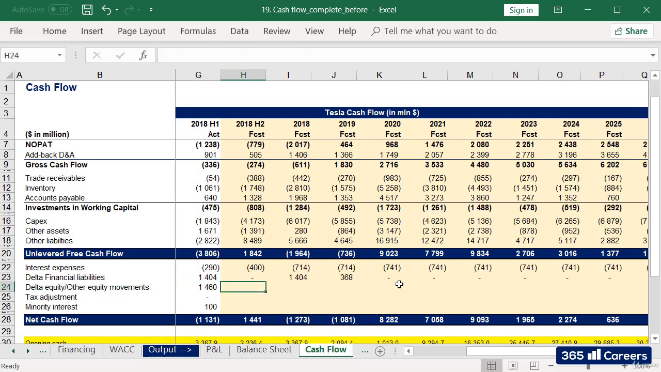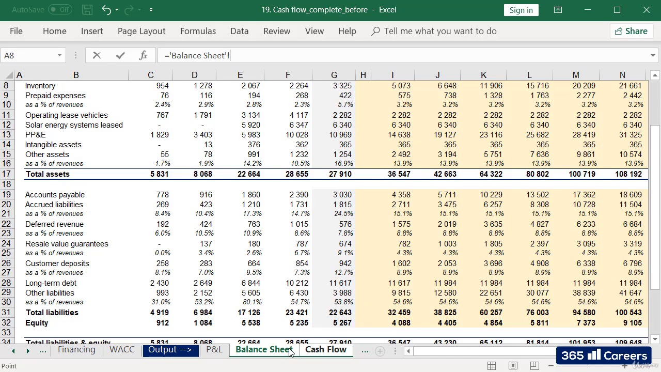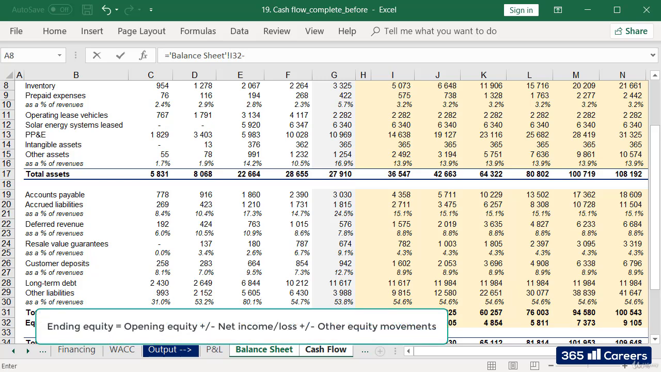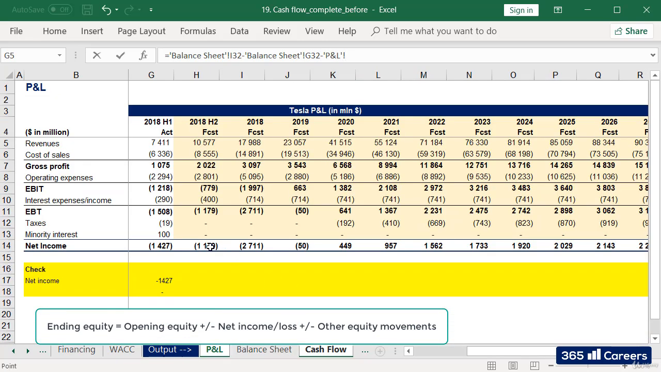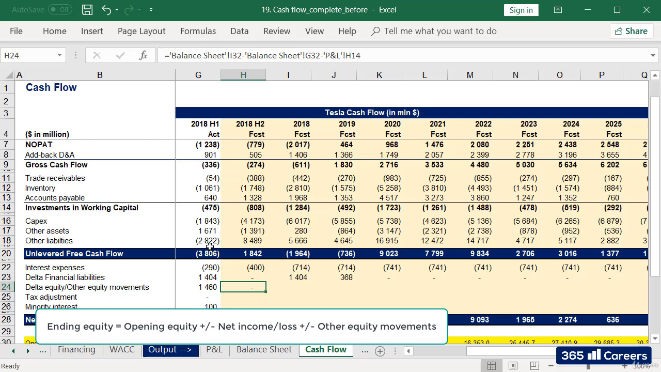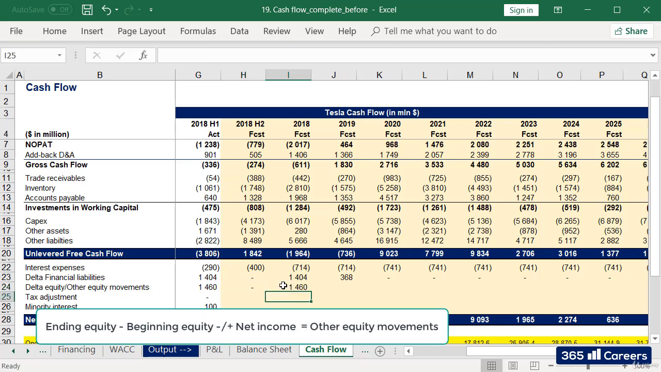The next item to be considered is delta equity. If there are dividend payments, we have to consider them here as well. In this case, we've assumed there will be no dividend payments, so that's fine. Shareholders' equity is given by opening equity plus or minus net income result for that year plus or minus other equity movements, such as dividend payments or increase of capital. Therefore, to calculate equity flows, we have to consider the difference between the closing amount of equity and the opening amount of equity in the balance sheet, and subtract the net result for the respective period.